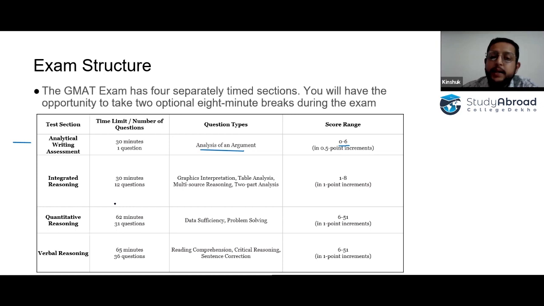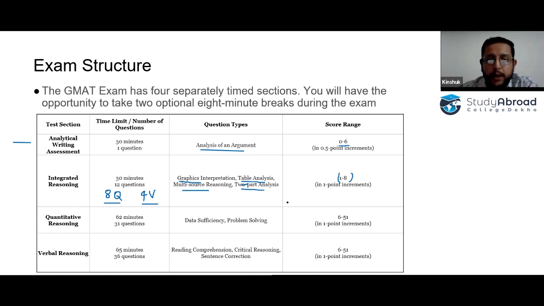Then in integrated reasoning, there are 30 questions and 12 minutes. It is helpful to know that 8 of the questions are from the quants part, whereas 4 questions are from the verbal part. So 8 maths questions and 4 English based questions there are. So you can have a strategy using this technique as well, because of course quants has more questions. So if you focus more here, you can get an easy score. The types of question are, you might be looking at a graph, you might be looking at a table, or multi-source reasoning, or two-part analysis, right? And here the score range is 1 to 8, increases in 1 point only.